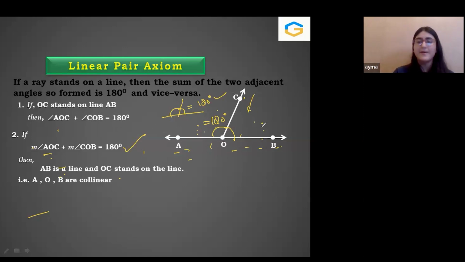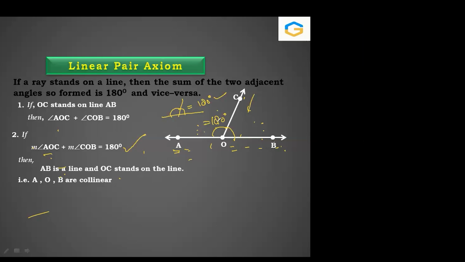फिर कहते हैं अगर अब आपके पास AOC और COB का जो सम है वो 180 के बराबर आ रहा, तब आप कह सकते हो कि AB एक लाइन है और CO उस लाइन के ऊपर एक रे है। और आप एक और इम्पोर्टेंट चीज कहोगे कि A, B और O कोलिनियर पॉइंट्स हैं। दैट मींस ये सिर्फ और सिर्फ एक ही स्ट्रेट लाइन के ऊपर लाई करते हैं. Is this clear? Pretty easy actually. Yes, ma'am. It's clear for everyone?